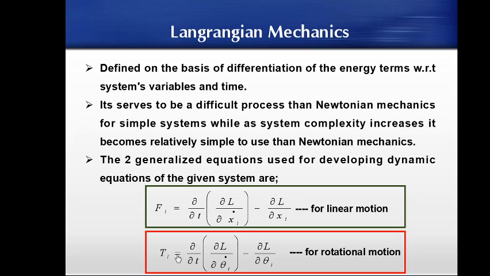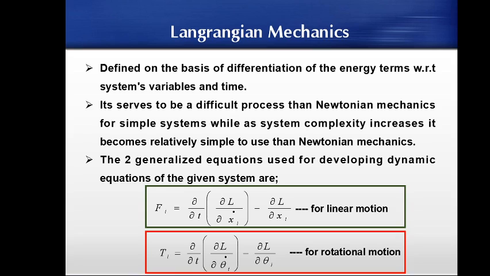Okay, so the equation for torque is T1 is equal to ∂/∂t of (∂L/∂θ1 dot) minus ∂L/∂θ1, where θ1 is the angular movement, or the amount of rotation that is taking place in that single revolution. So based upon the system's degrees of freedom, you will be deriving the required number of equations.